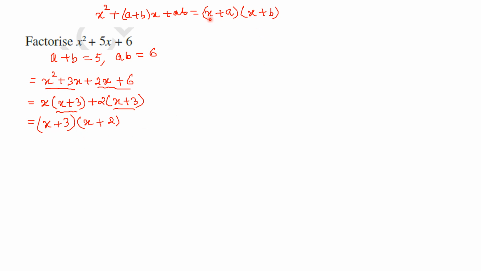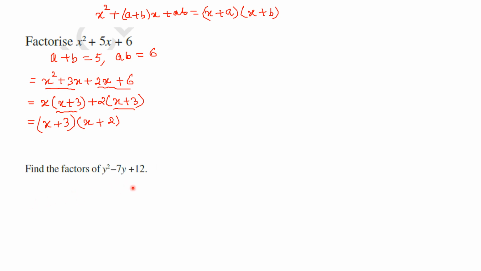So it is in the form of (x + a) into (x + b), where your a was 3 and b was 2. So this question I have factorized using the fourth identity. So first you have to try whether you can do it using the first three identities which I have explained. If not, then you have to use the middle term splitting method, and then only you have to factorize. Let's see the next question.